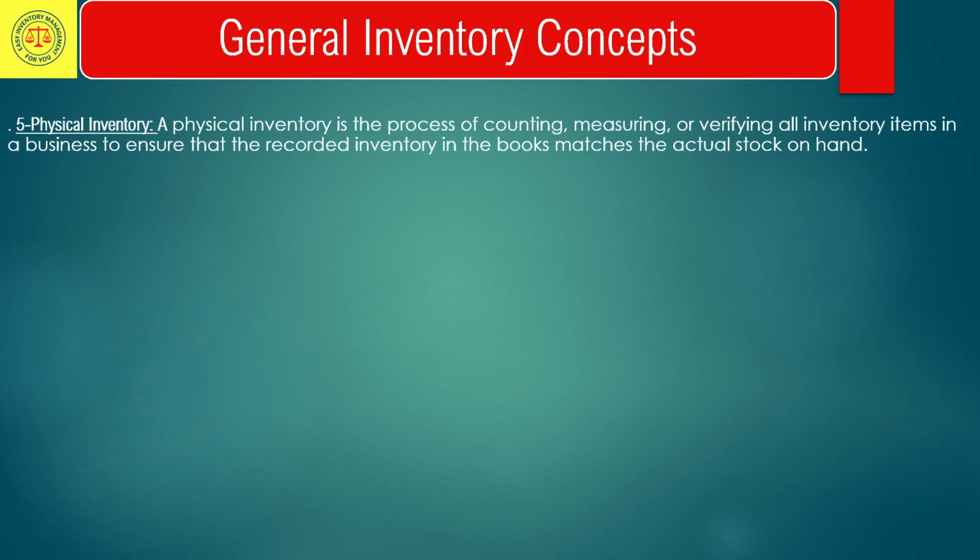Physical inventory. A physical inventory is the process of accounting, measuring, or verifying all inventory items in a business to ensure that the inventory recorded in the books matches the actual stock on hand. I say that it's a counting. There are some items that are easy to count.